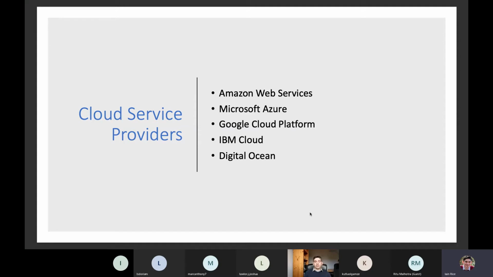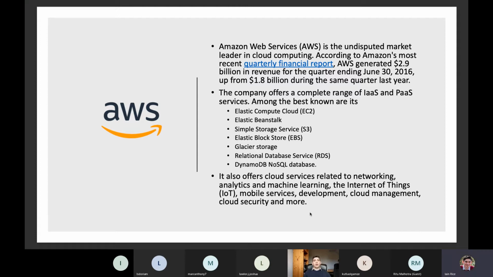Okay. I'm not going to go into too much detail because that's an activity that I'm going to set for you to work on tomorrow. So we've got some information here about each of the cloud providers. Amazon Web Services, AWS, is the undisputed market leader in cloud computing. Just for the quarter ending June 30th, 2016, it generated $2.9 billion in revenue. It is colossal in size.